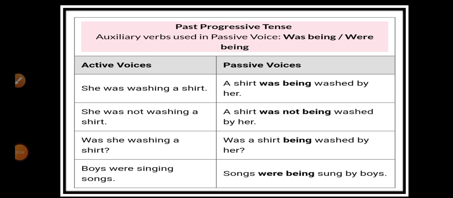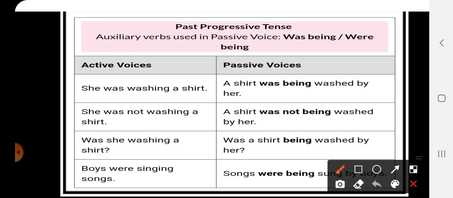Now let's discuss how active voices are changed in passive voice in past progressive or past continuous tense. The very most important thing is to see which helping verbs are used in changing this tense, that is past progressive tense. The helping verbs which are used in changing active voice into passive voice in this tense are was being and were being. Was being we will use with singular subject, were being we will use with plural subject.